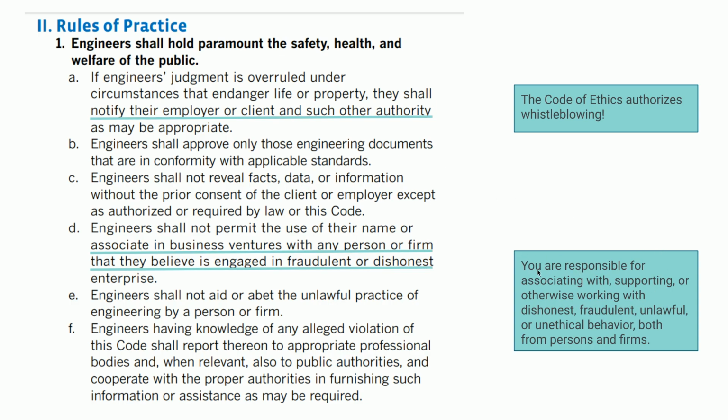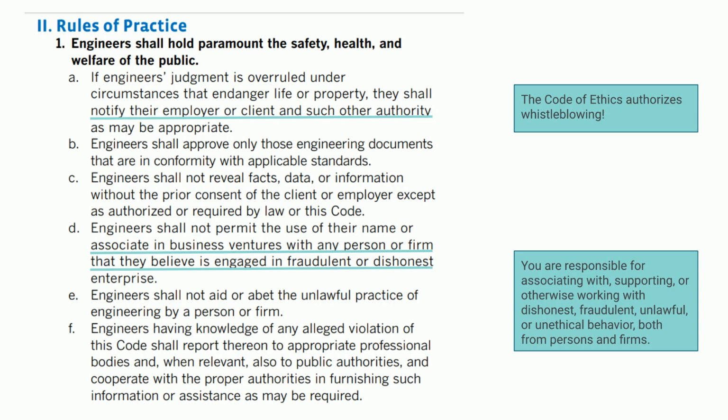One thing I want to point out, I think I might have pointed this out before, but Rule 1D here, engineers shall not permit the use of their name or associate in business ventures with any person or firm that they believe is engaged in fraudulent or dishonest enterprise. So this is one of these examples of the higher standard of conduct on engineers. So the claim here is not only should you be honest and not be engaged in any fraudulent or dishonest enterprise, but you should also not associate with any business ventures that are engaged in fraudulent or dishonest enterprise.